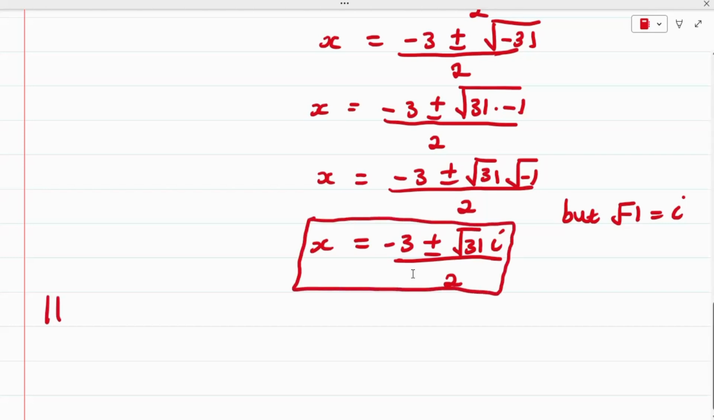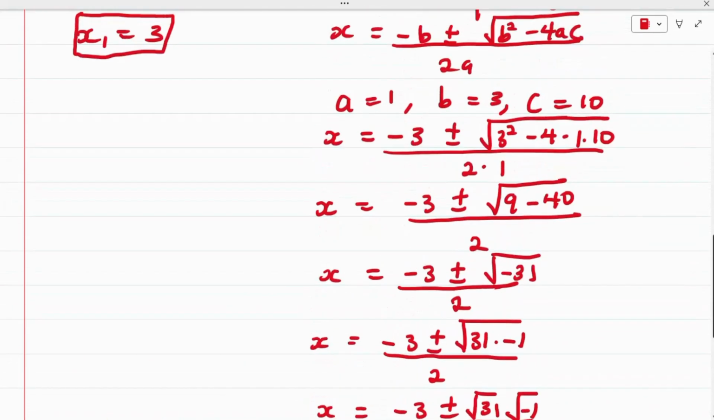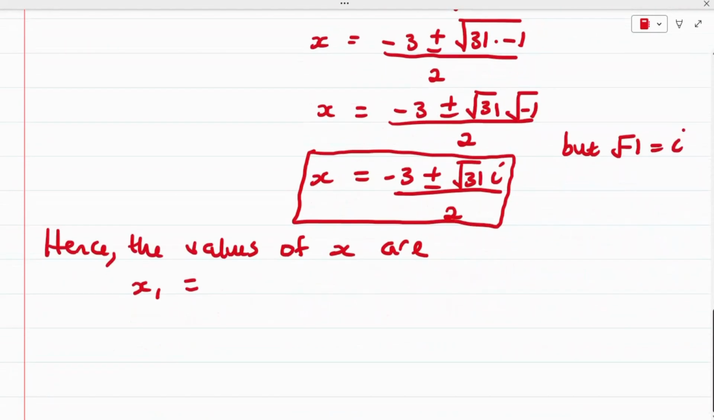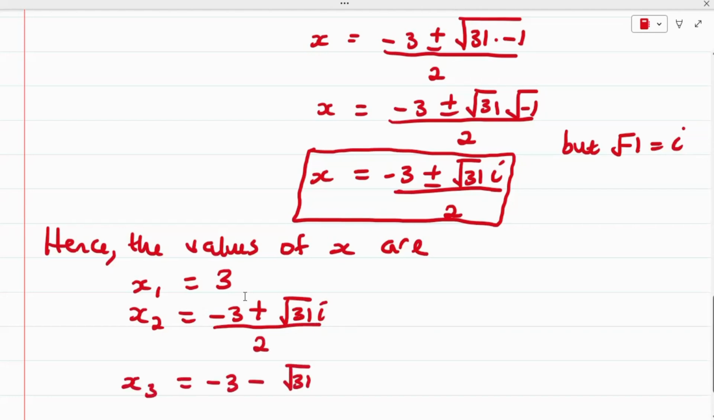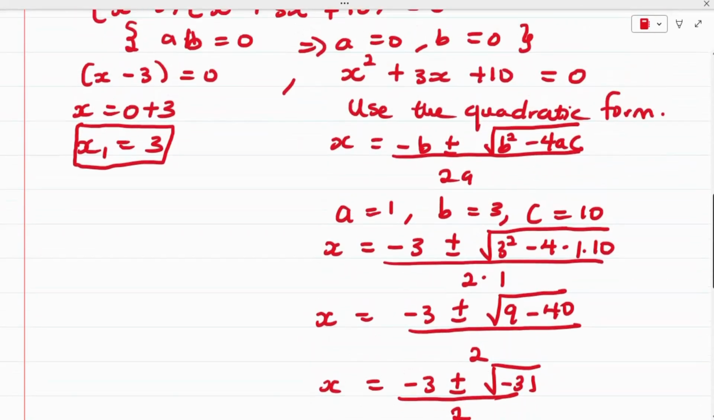So hence the values of x are as follows: x1 is equal to 3, x2 is equal to minus 3 plus the root of 31 i over 2, and x3 is equal to minus 3 minus the root of 31 i over 2. So we have been able to solve for this, and this becomes the values of x in this question.